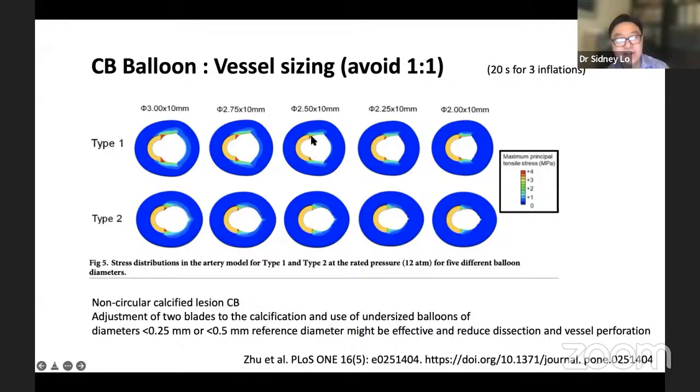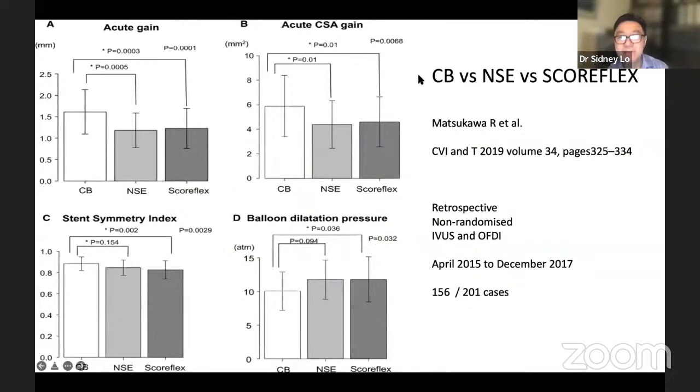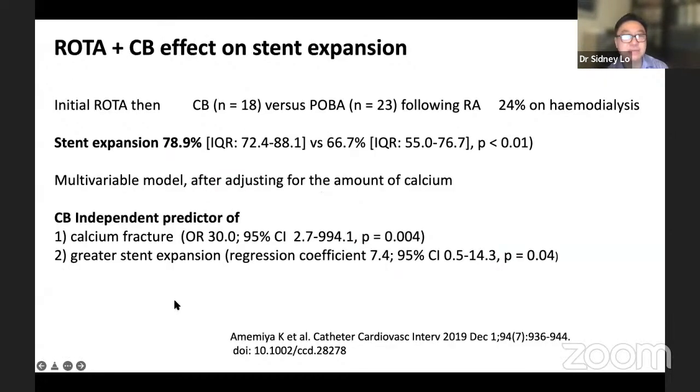You notice that the stress, type 1, is where one blade is sitting on the calcified lesion when it's 180 degrees here in this model. And in fact, if you have 2 blades, you need less pressure, and a smaller size may still dilate the calcium with less chance of perforating. In comparison with NSE and Scoreflex balloons, the cutting balloon looks better, and logically looks better. This is a retrospective analysis, but it looks like it does more in terms of acute gain, area and stent symmetry.